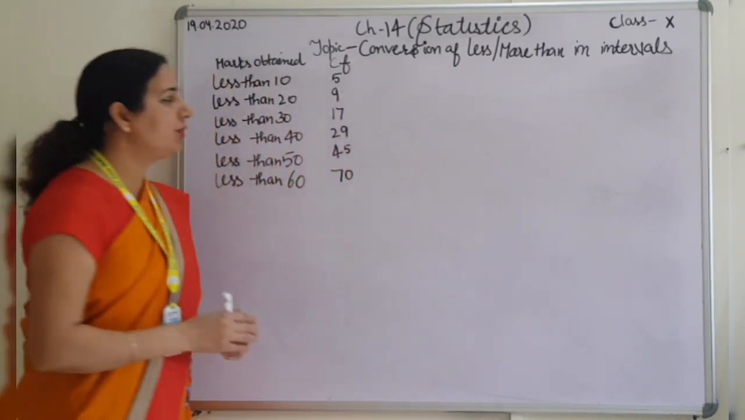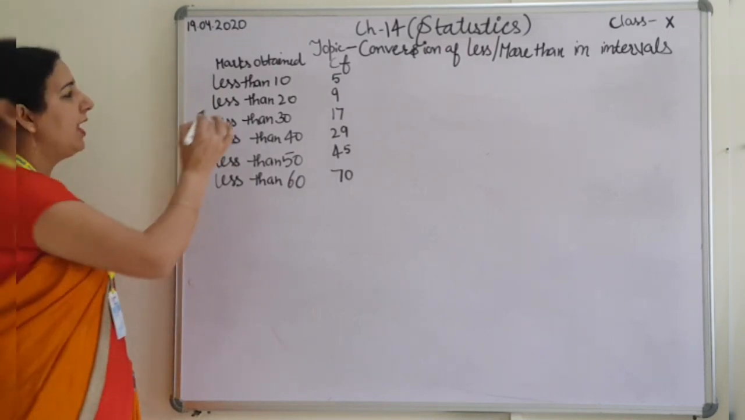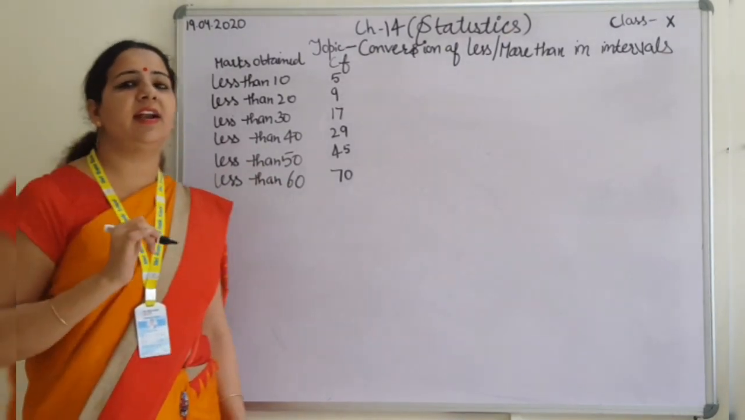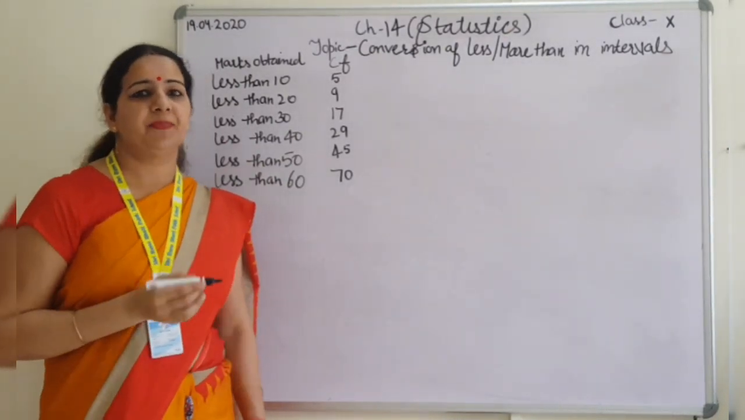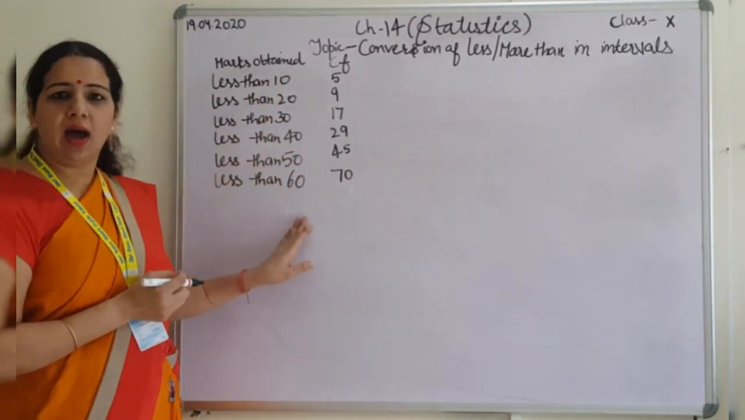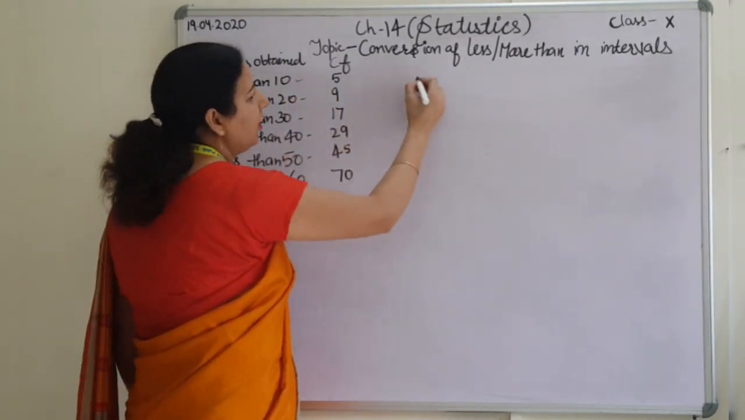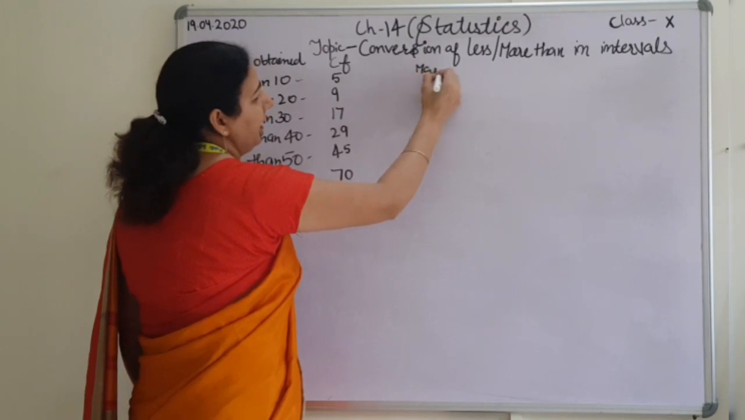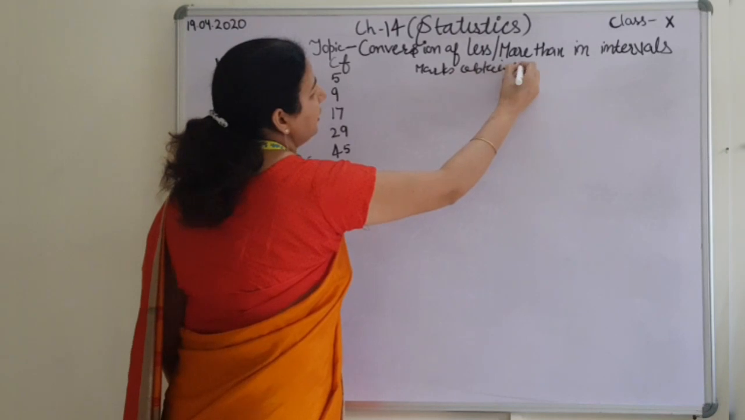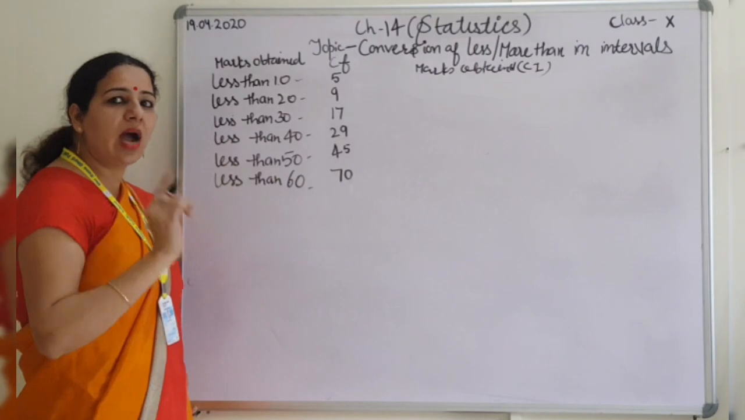I will explain it through one very simple example. You just try to understand. Less than 10, less than 20: the less than word is always related to the upper limit. It means whenever they give you less than, you take these numbers as the upper limit. So 10, 20, 30, 40, 50, 60. I am going to write here marks obtained, and here CI, class interval. Less than will work as upper limit.